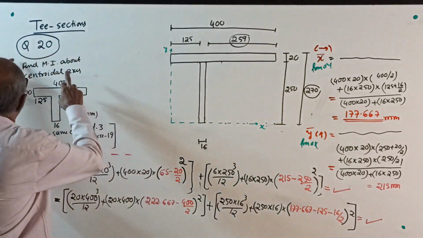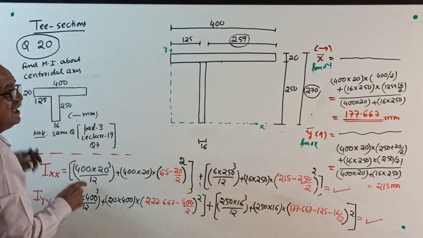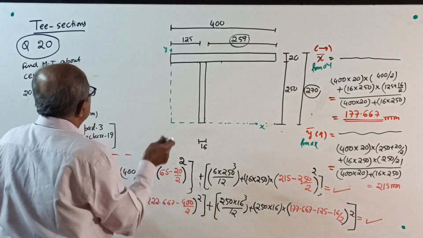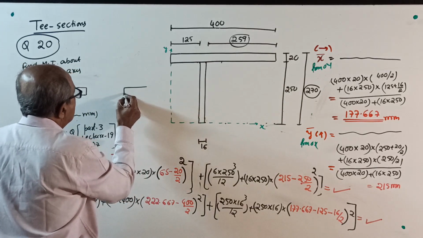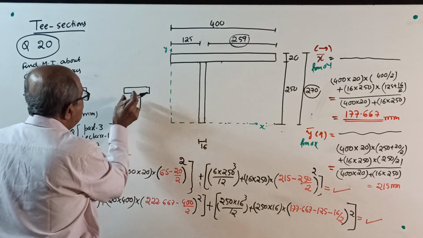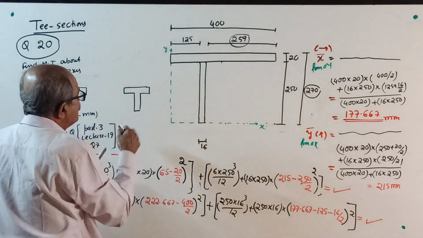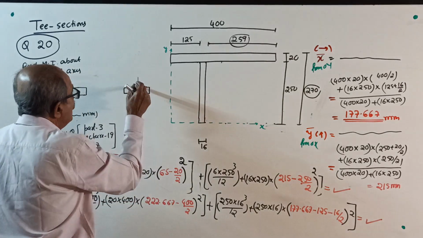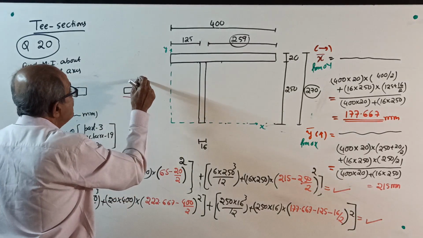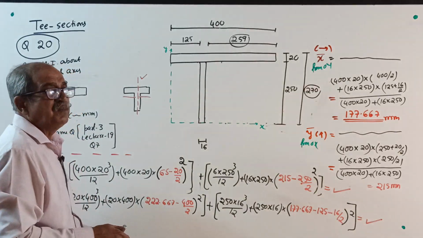Okay, start. First T section. First I'll do one thing. Make a note. The popular T section is always this way. This projection is equal to this projection. It is symmetrical about YY, but the X-axis is not symmetrical. This is popular T section.